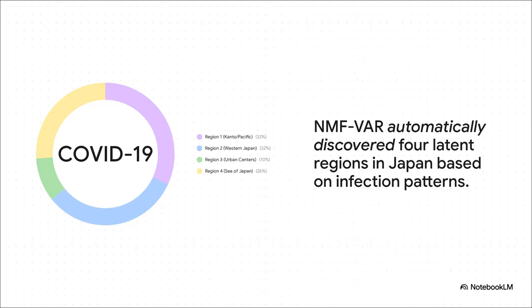And the results are just stunning. When this was applied to daily COVID-19 data from all across Japan, the model automatically found 4 distinct regions with their own unique infection patterns. Nobody told it where to look. It just found the hidden structure in the data, grouping areas into logical clusters, like urban centers, Western Japan, and coastal regions. It uncovered the secret dynamics of how the virus was really spreading.